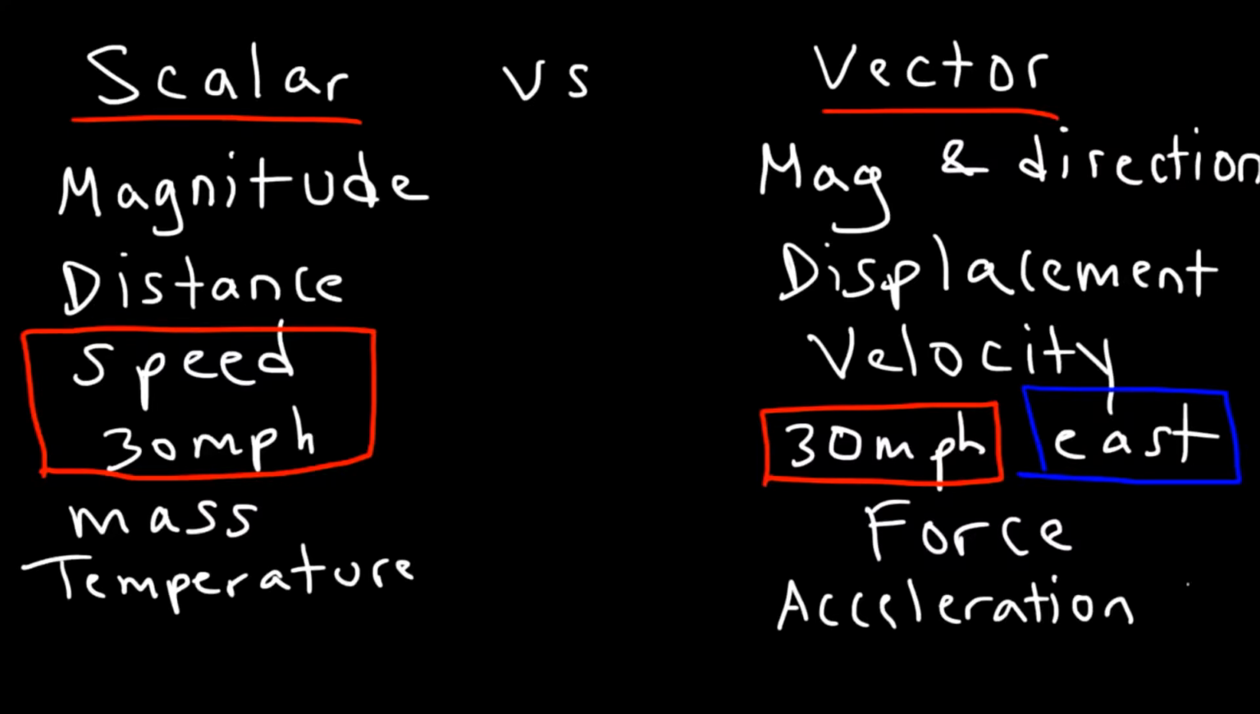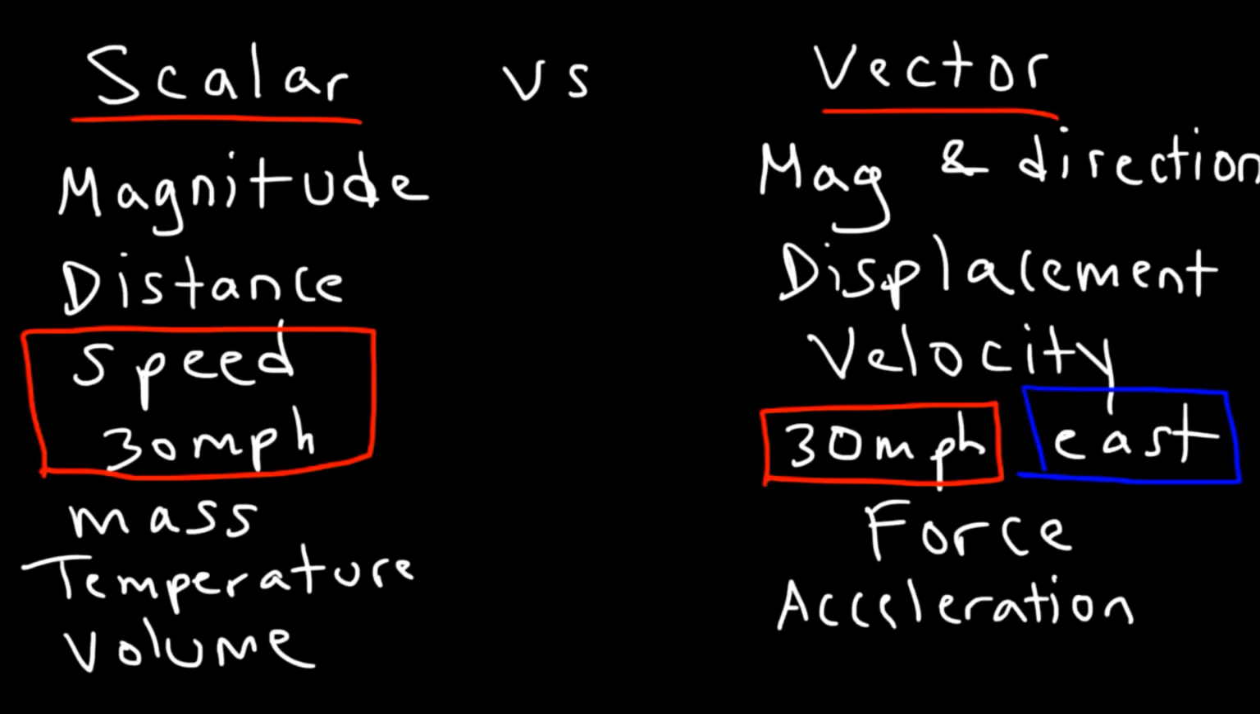Now what about volume? Would you describe volume as being scalar or a vector? Can you have 50 liters of water east or 2 gallons of milk west? Direction cannot be applied to volume, so volume is a scalar quantity.